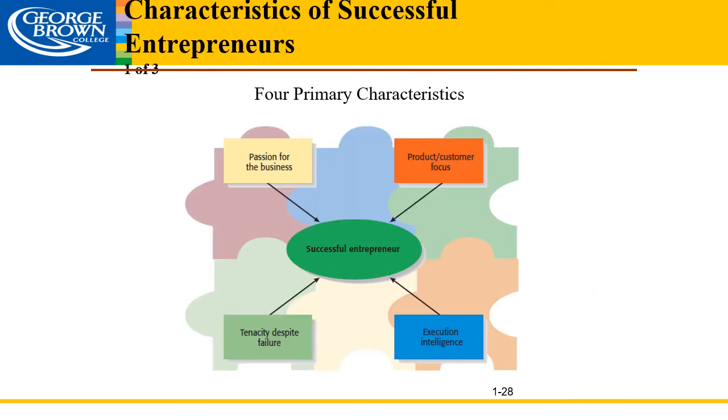So here we're going to identify the four primary characteristics of what successful entrepreneurs have. You will each have differing levels of these dimensions. However, you all have at some point a combination of all four. First and foremost, you have to have a passion for business. You have to have a passion for the process. You have to have a passion for making money, but also for creating a business.